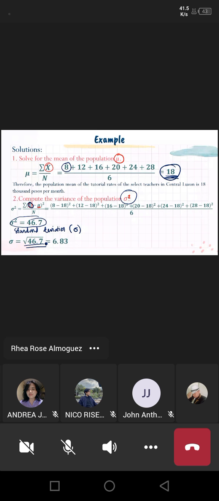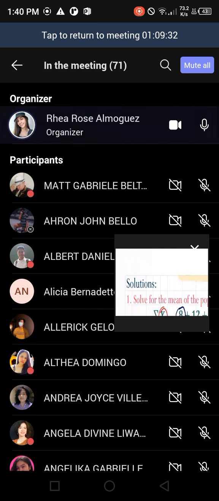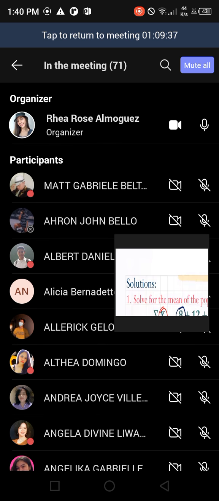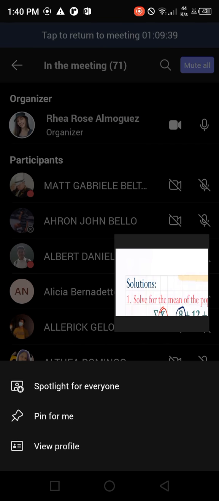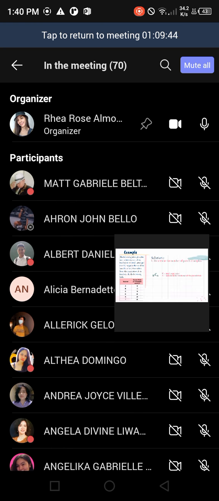Ulitin ko po, para makuha natin yung value ng standard deviation, all you have to do is just to get the square root of the variance that you solved, right? Or that you got. Question? Wally? Okay. Let us proceed now. So, sorry for this.